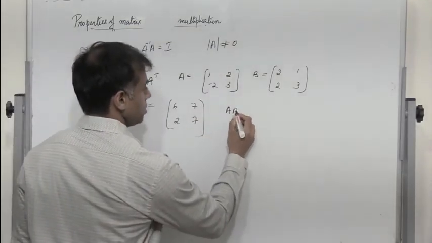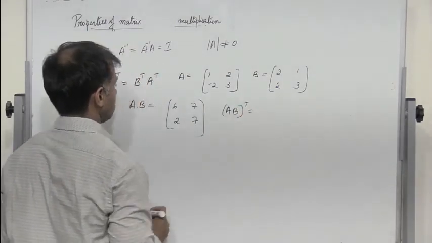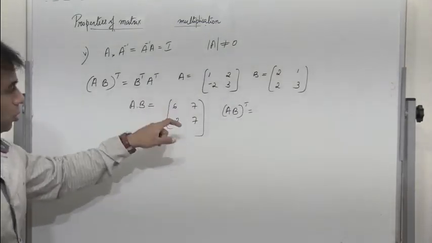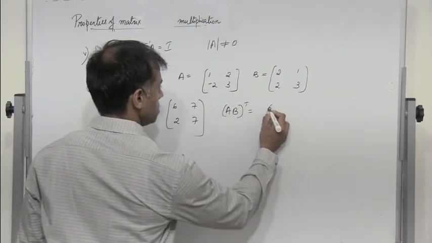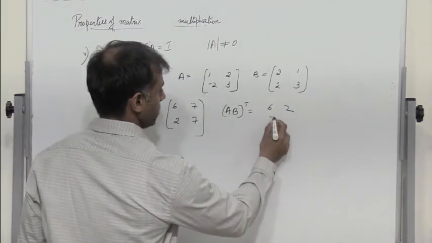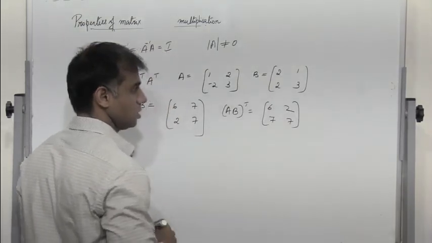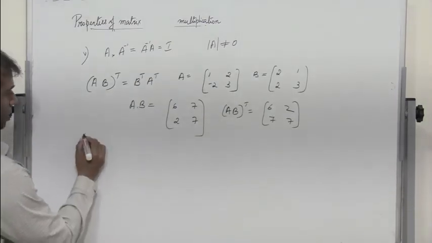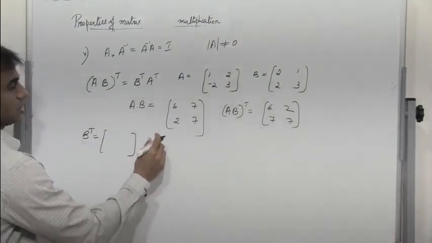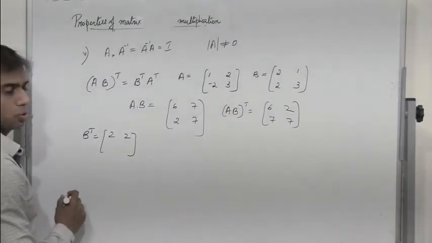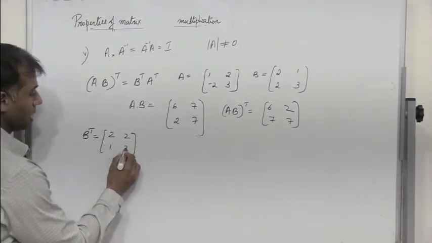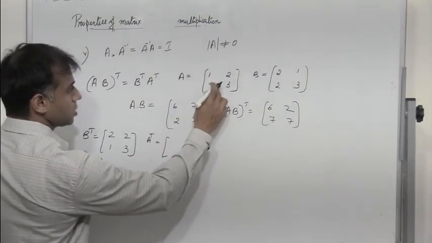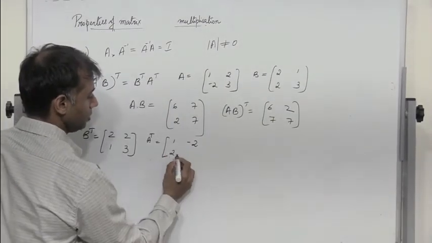So what is AB transpose? AB transpose is replacing, or you write the column as a row. So the first column is written as the row 6, 2, and the second column is written as the second row 7, 7. So this is AB transpose. So now let us do B transpose into A transpose. So B transpose is writing the first column as a row 2, 2, and the second column as the second row 1, 3. A transpose is the first column as the first row, the second column as the second row.